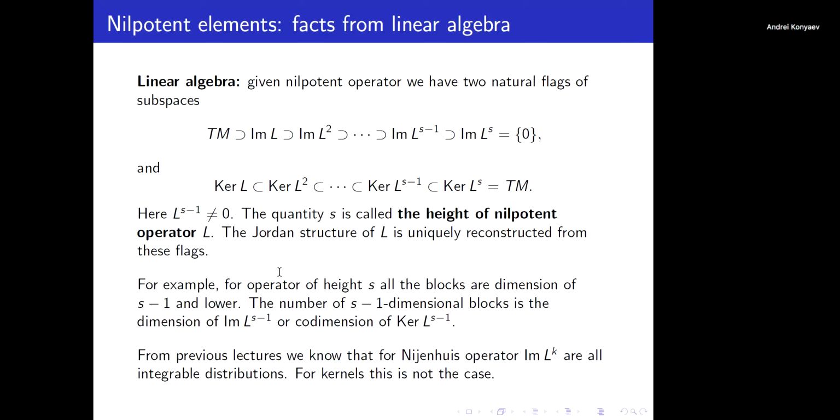Now, what about the corresponding distribution? Let's go back to the differential geometry. Well, we do know from the previous lectures that the images of the powers are integrable. So you have an integrable flag. You have a distribution embedded, integrable, and you have a bigger distribution, and a still bigger distribution. It grows till you get to the tangent space, and you have such a flag of distributions, which is good. But the problem here is that the kernels in general are not integrable. So again, this flag is integrable for the Nijenhuis operator, and this flag is not necessarily integrable.